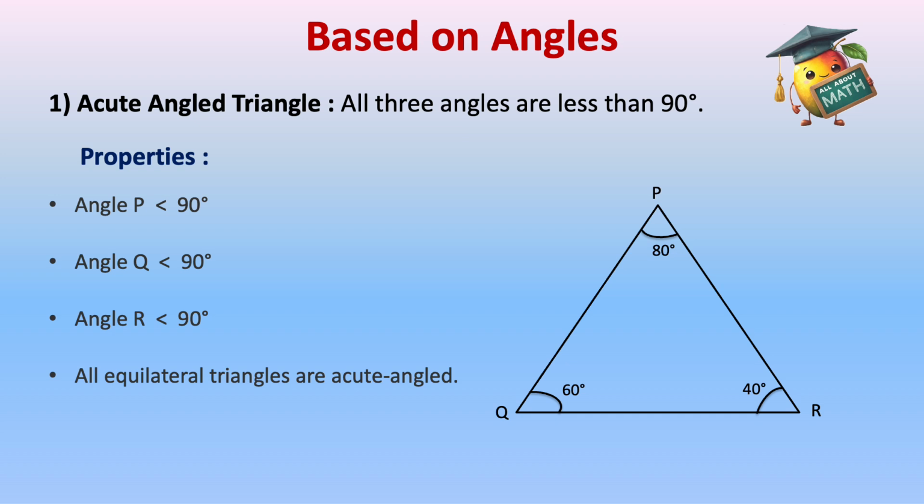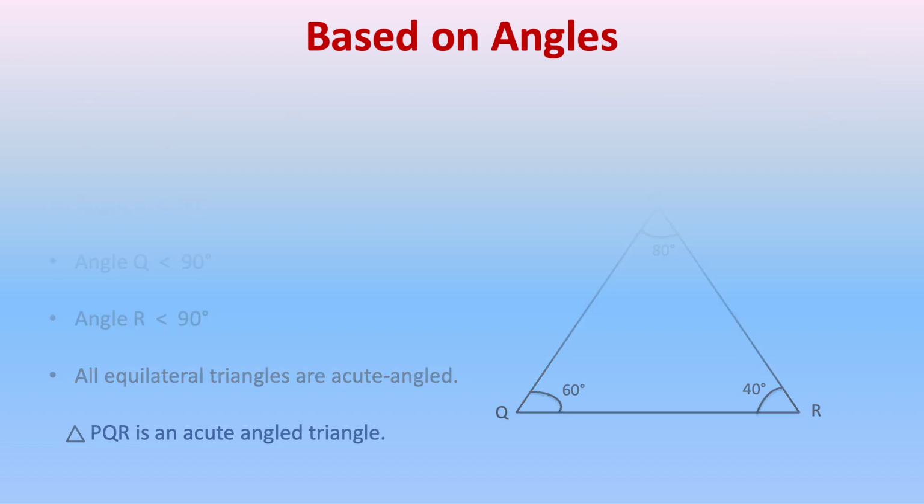There is one another property for acute angled triangle, that is all equilateral triangles are acute angled. Why? Because you know already that equilateral triangles have angles of 60 degrees. Each angle is 60 degrees, which is less than 90 degrees. So this type of question can be asked in your competitive exams. So we can say triangle PQR is an acute angled triangle.